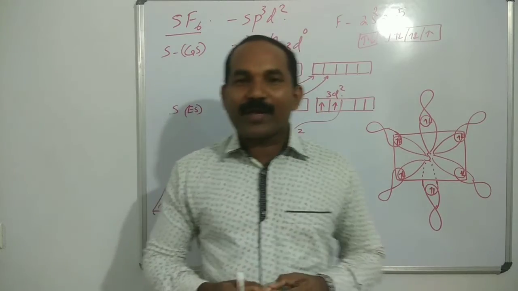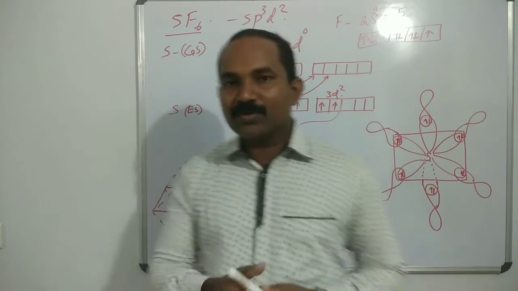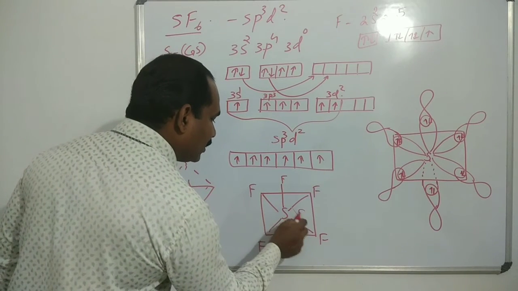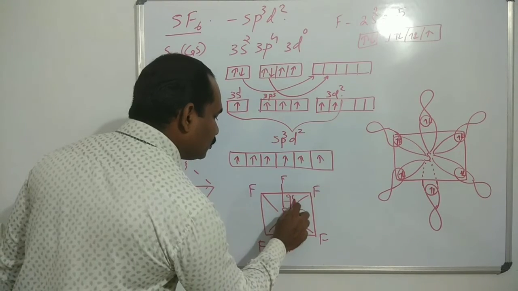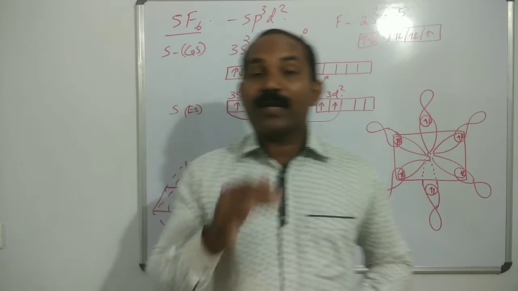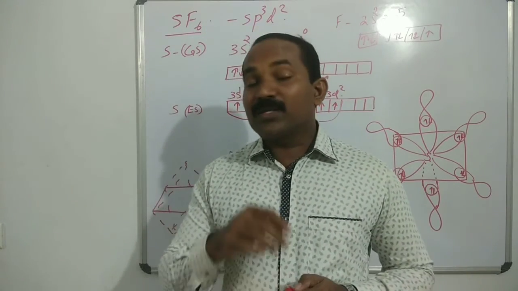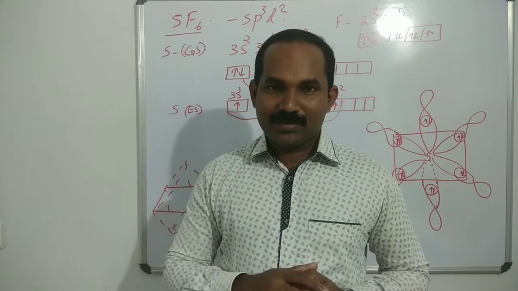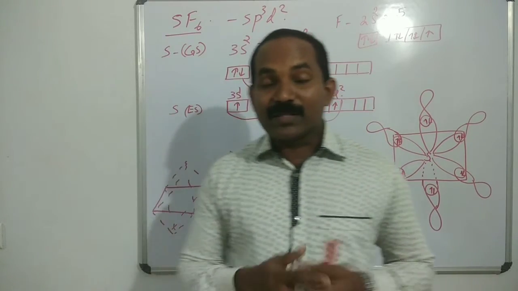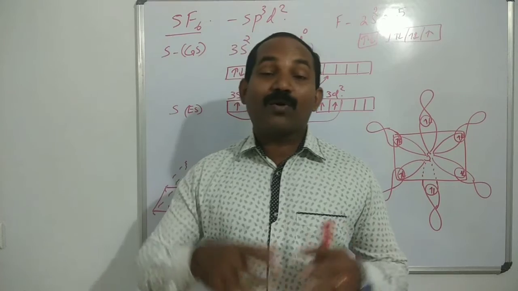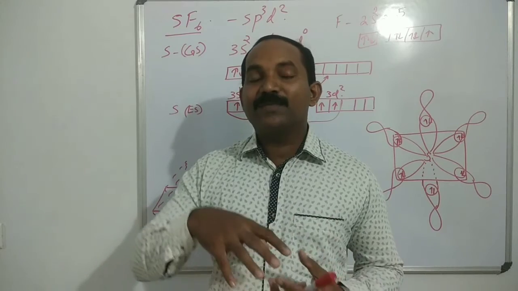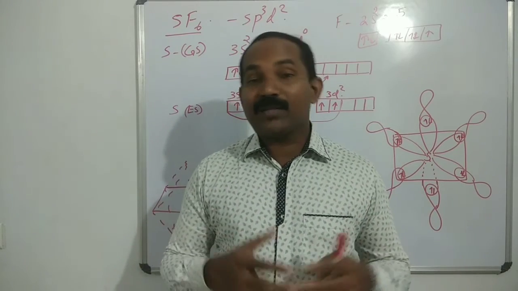It is not a square bipyramidal. Don't think like that, because all the bond lengths are the same and the bond angles are 90 degrees. This bond angle is also 90 degrees. Somebody usually asks, sir, is it a square pyramid? In the case of PCl5, it is trigonal bipyramidal. Here also repulsion is there. Yes, repulsion is there. But all the bond lengths are the same and the bond angles are the same.